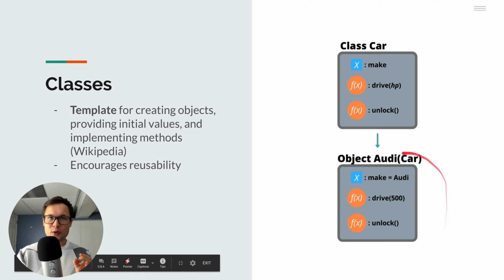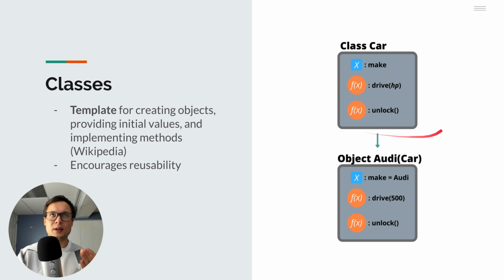So from this, you can tell how much that encourages reusability, because we can have this one class car, and we can have multiple objects like Audi, Toyota, Volkswagen, any different object that you want that inherits this class right here. When I say inherits, it takes values and it takes methods from here.